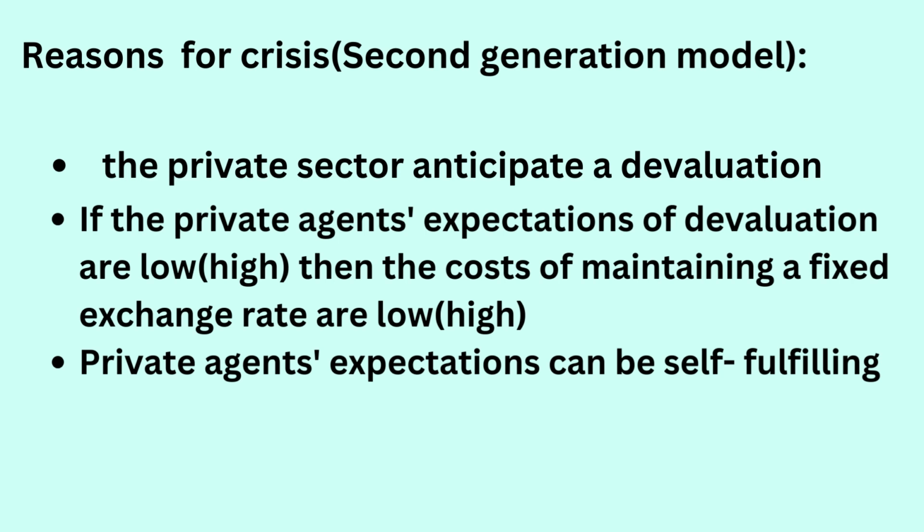The reason for the crisis in the second generation model is that it allows for the possibility of the private sector anticipating a devaluation, which can increase the cost to the government of not devaluing. As a result, it becomes rational for the government to devalue. If the private agents' expectations of devaluation are high or low, the cost of maintaining a fixed exchange rate can be high or low. So it plays a symmetric role, and hence the government has less incentive to devalue if the private agents' expectations of devaluation are low. Private agents' expectations can be self-fulfilling if there is an exogenous shock to their expectations. So they move from a low to a high risk of devaluation, and thus the probability of devaluation will rise.